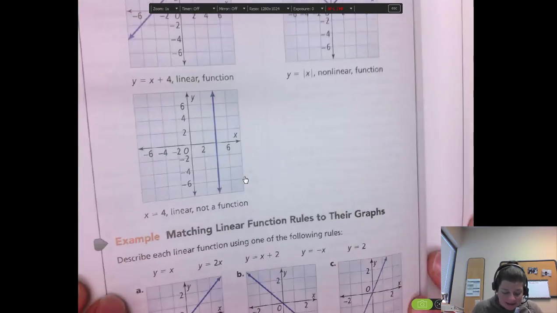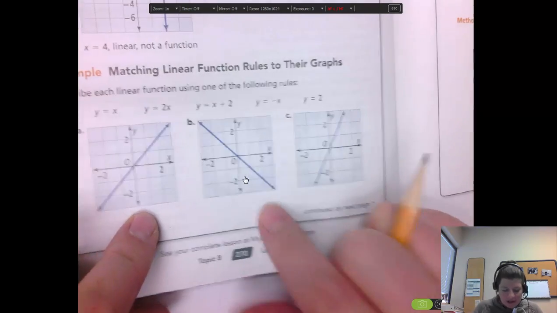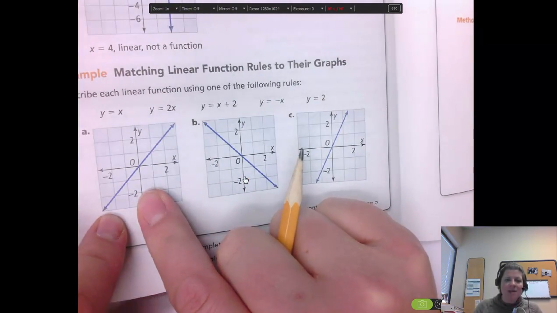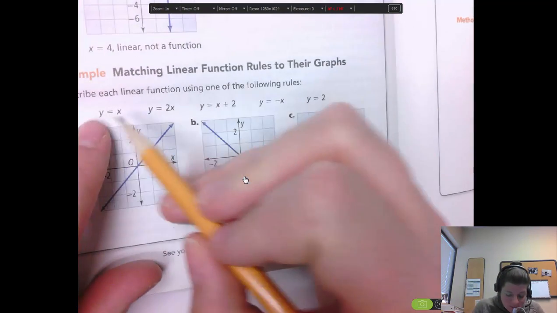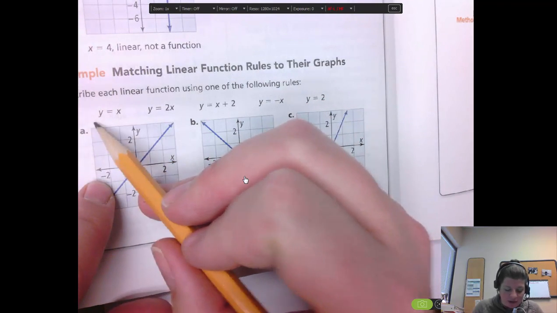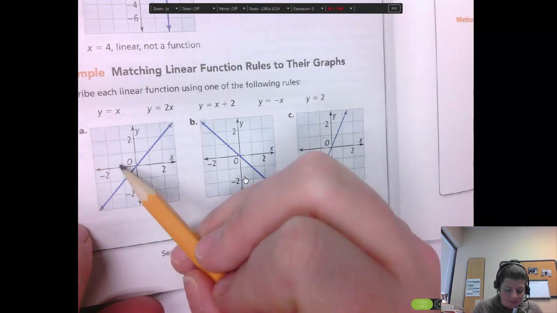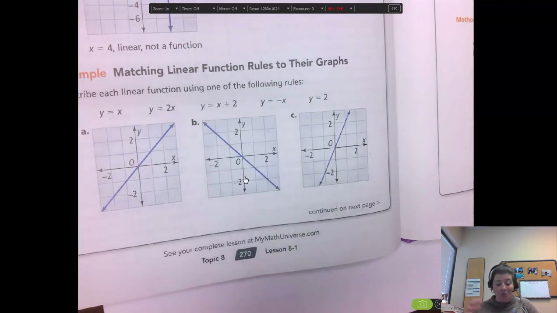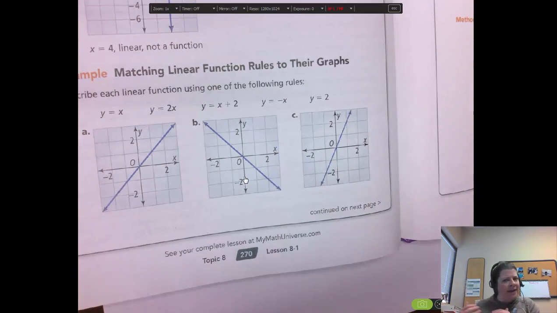Then down here, describe each linear function using one of the following rules. So which rule represents this one, right? So look, you can make a little chart like we did. This one's where your points are the same, right? If I put in 1, I get out 1. If I put in 2, I get out 2. So 1, 1, 2, 2, 3, 3, -1, -1. This one matches this one because they're all the same. So make a little chart of these so you can see what the answers look like.